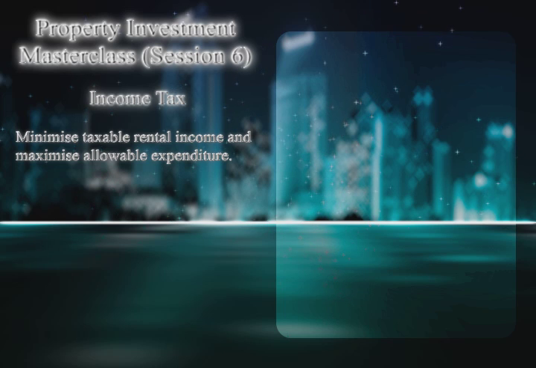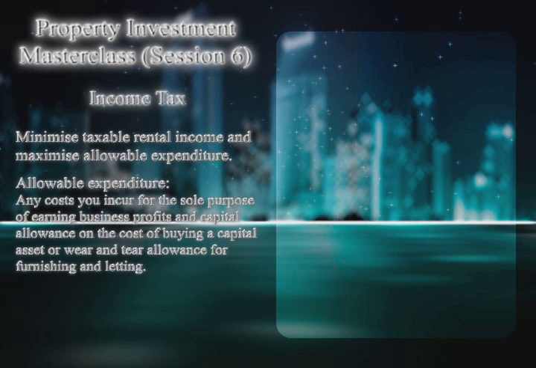The real tricks are maximizing allowable expenditure. Now, allowable expenditure is defined as any cost you incur for the sole purposes of earning business profits, and capital allowance on the cost of buying a capital asset, or a wear and tear allowance for furnished lettings. So let me explain what that is. Any cost you incur for the sole purpose of earning business profits: the Inland Revenue deem that any expense you incur wholly, necessarily and exclusively for the business is fully deductible from your rental income. So really, if you incur any expense for the sole purpose of making a profit, then that can be deemed as a business expense.